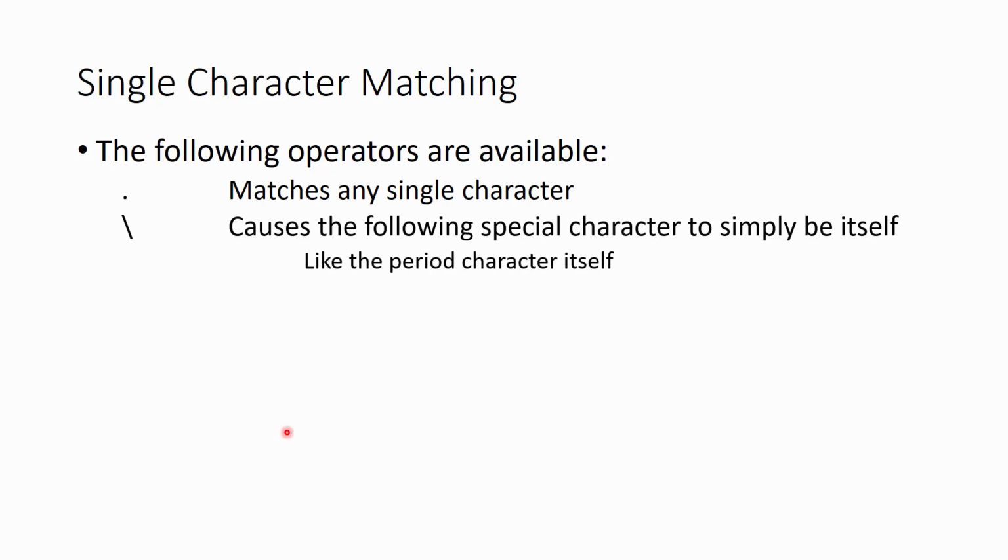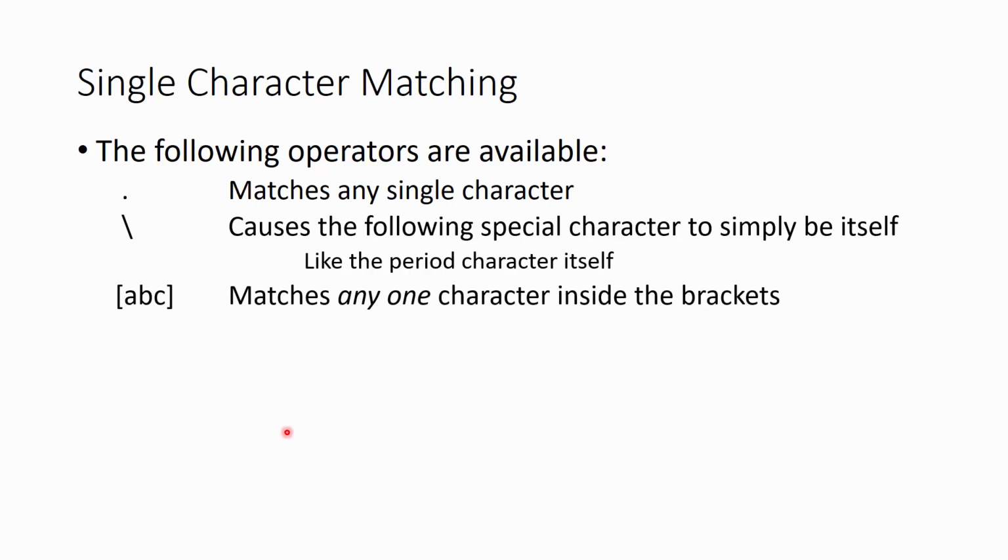The period operator here is going to match a single character. Unlike the asterisk, which is able to do 0 or more, the period just says any single character at this point in the pattern. The backslash we use to tell the system not to think of it as a control character, but simply be the character itself, like the period. If you want the period to actually be located in the text, then you have to backslash escape it so it can actually be matched itself.